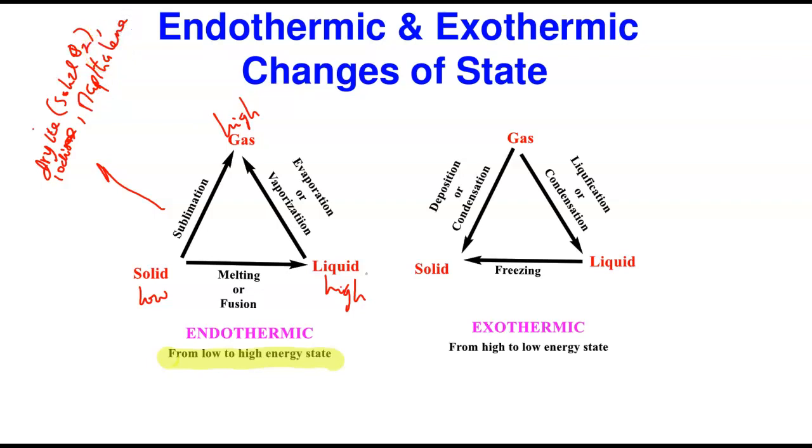Then, if a substance is going from liquid to gas again, remember this, if anything goes from liquid to gas, it becomes low to high. In this case, liquid is low and gas is high. So again, from low to high, liquid to gas is an endothermic process, and this is also called evaporation or vaporization.